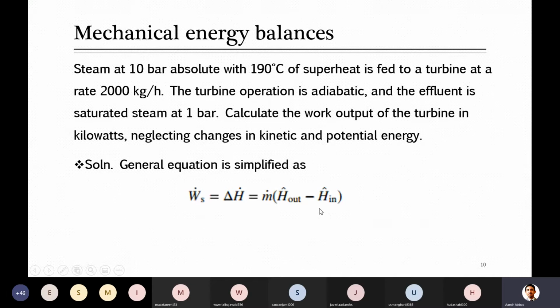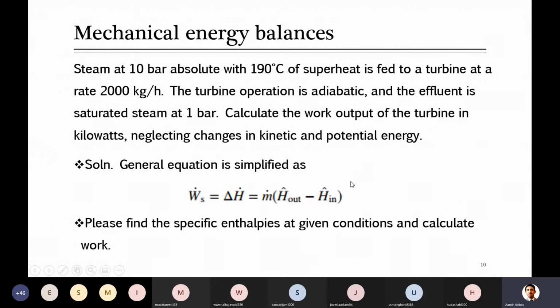So what do you have to do? How will you solve this problem now? Can you solve it? Simply, you have to find the enthalpies at the given temperature and pressure from the steam table. We just discussed the steam table in much detail. So you can go to the steam table and locate, first of all, the output stream. Output stream is at 1 bar. So go to the table of saturated steam and locate 1 bar.